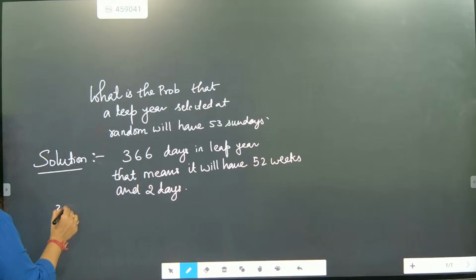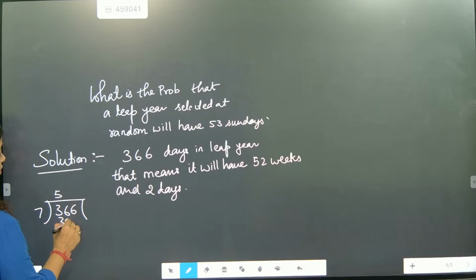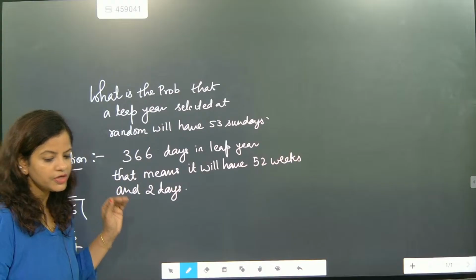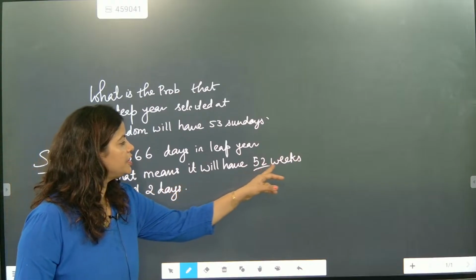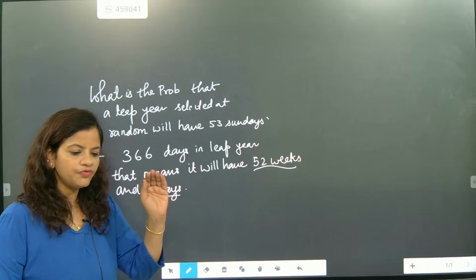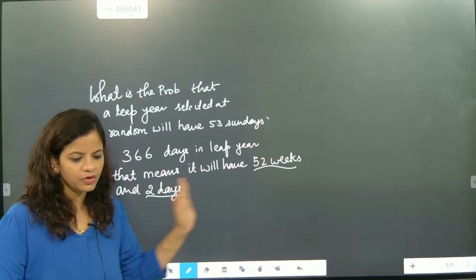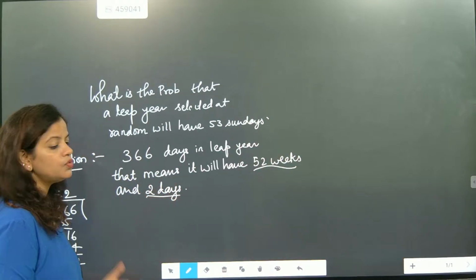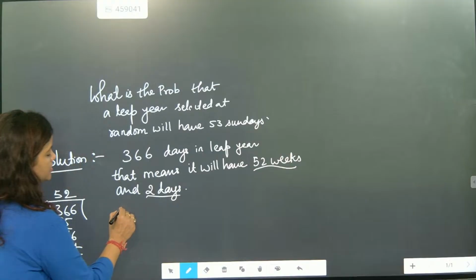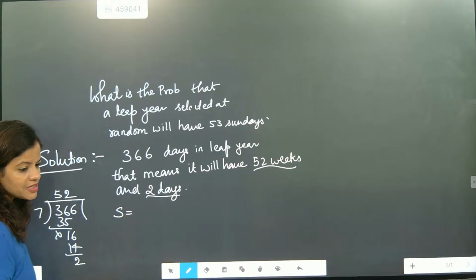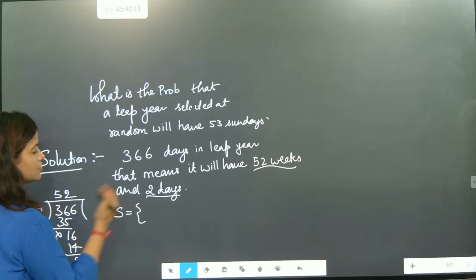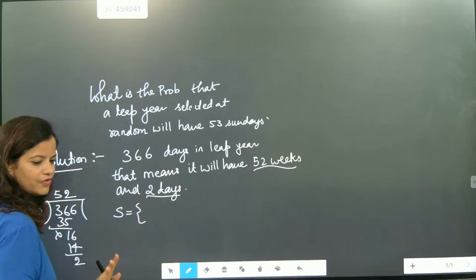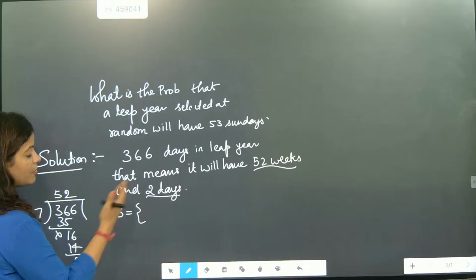How beta? We will divide it by 7, because a week consists of 7 days. 7 fives are 35, and here it is coming as 16. 7 twos are 14, 2 remainder is coming. So it is exactly 52 weeks and 2 days. So 52 Sundays are packed, it is not going to change. Now for those 2 days we are going to find the sample space, because we're not bothered about the 52 weeks.